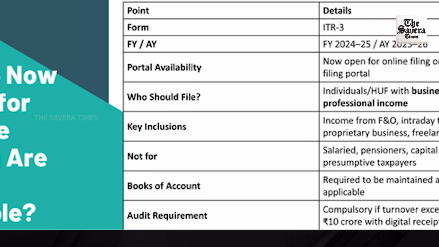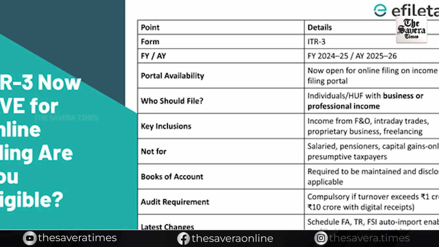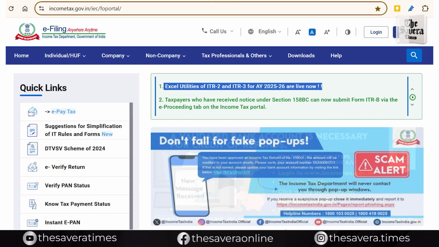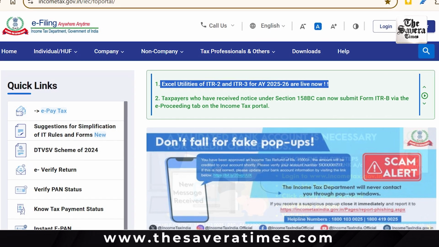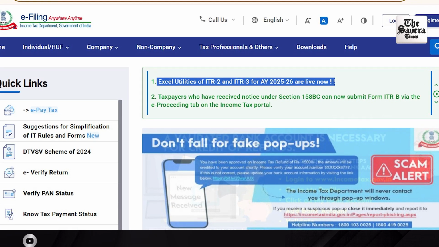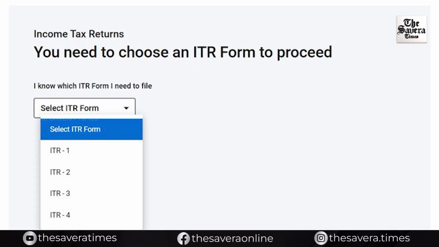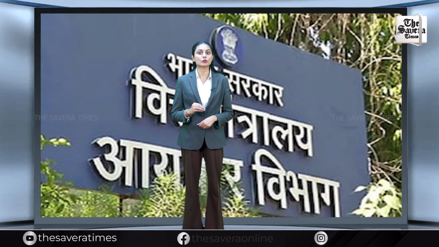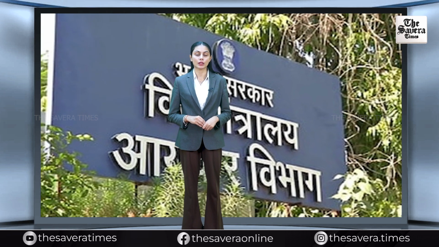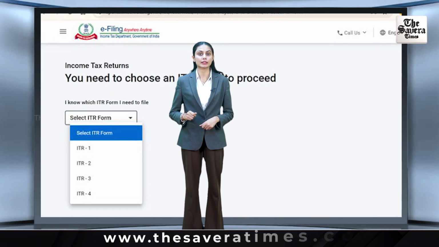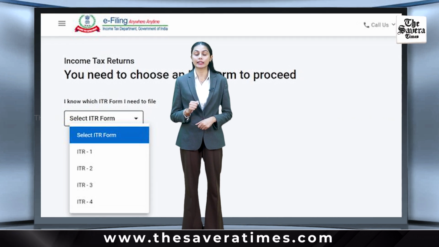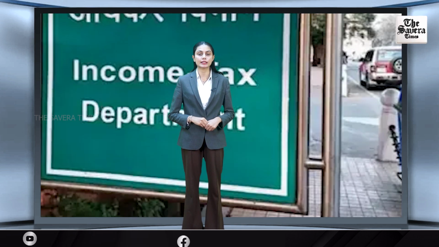Another significant update is related to the reporting of capital gains transactions, which now must be disclosed separately for those executed before and on or after July 23, 2024. This change follows the revision in capital gains tax rates, wherein long-term capital gains on both financial and non-financial assets are now taxed at 12.5%, up from 10%, and short-term capital gains on certain assets like equities are taxed at 20%, up from 15%.